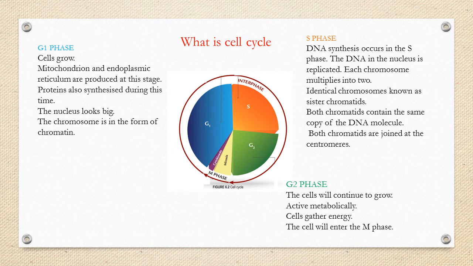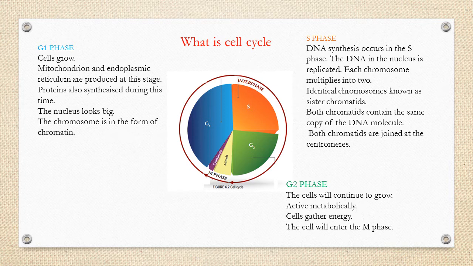After the cell has finished the S phase, it goes to the G2 phase. So what happens in this G2 phase? The cell will continue growing after the DNA is replicated, right? It continues growing because it has completed the genome or genetic material, and it is metabolically active and the cell gathers energy. So it is very active in gathering energy to ensure it can enter the M phase.